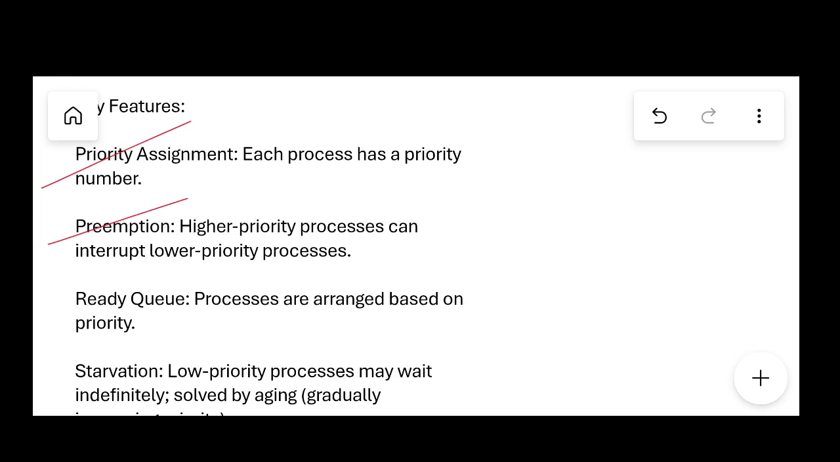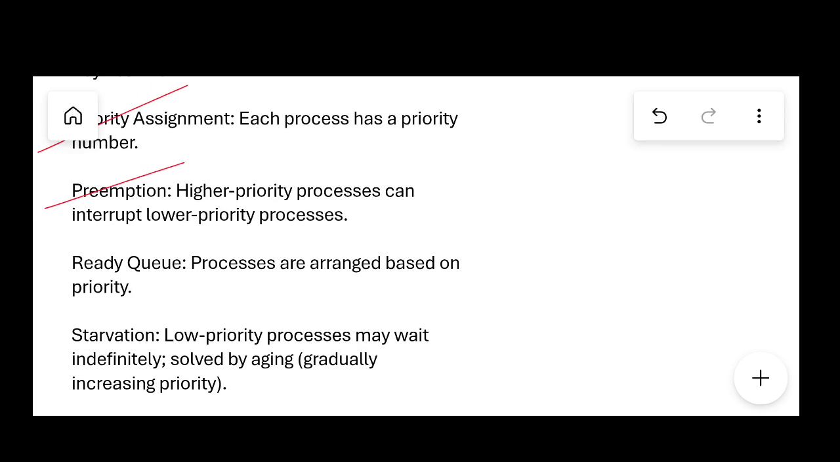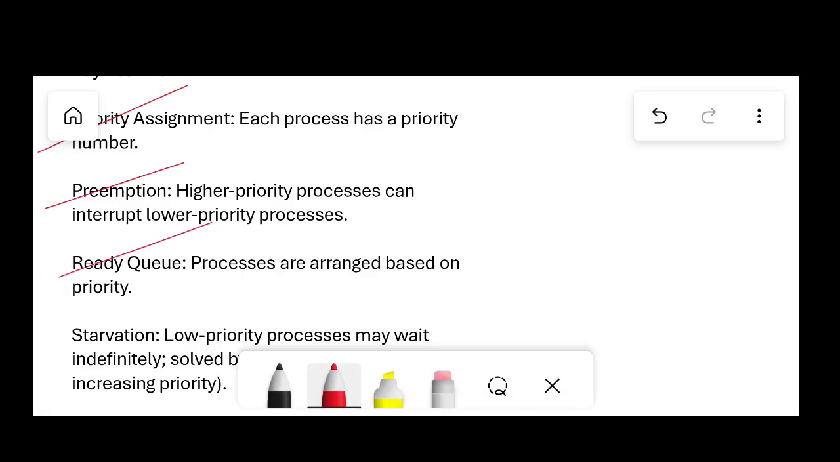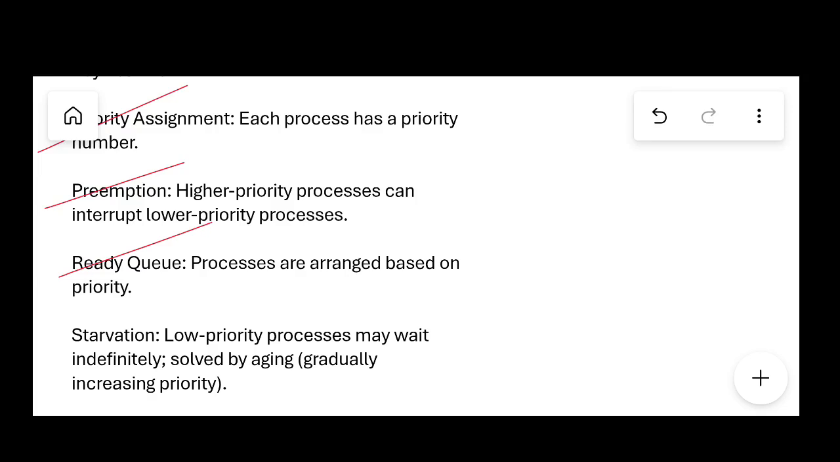Then ready queue: the CPU looks at the ready queue and always picks the highest priority process. Then starvation. Sometimes low priority processes may wait a long time, which is called starvation. This can be solved using aging, where waiting processes gradually get higher priority.